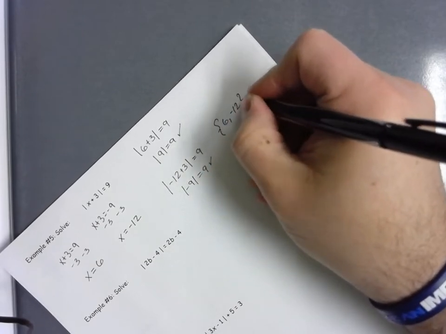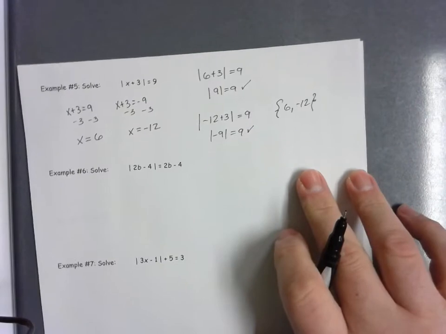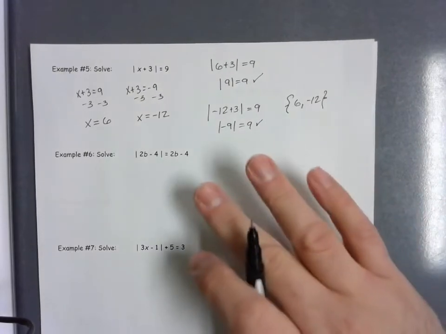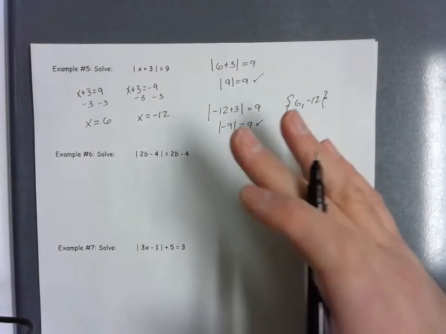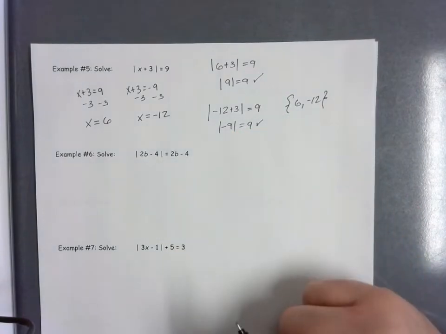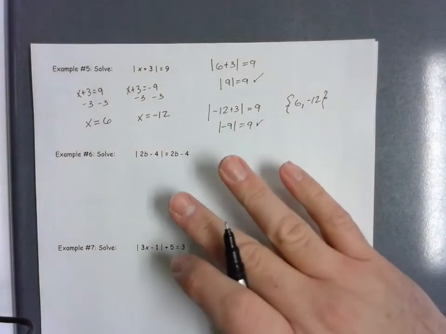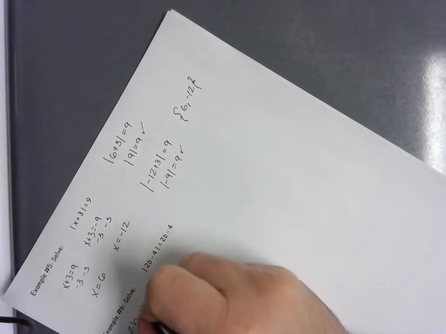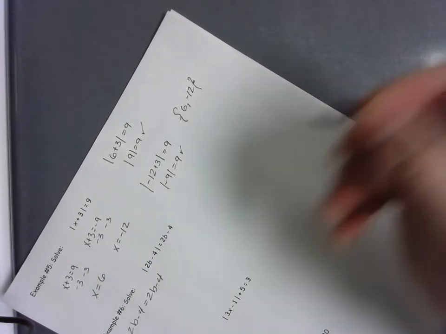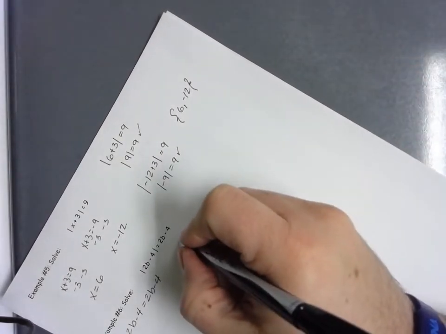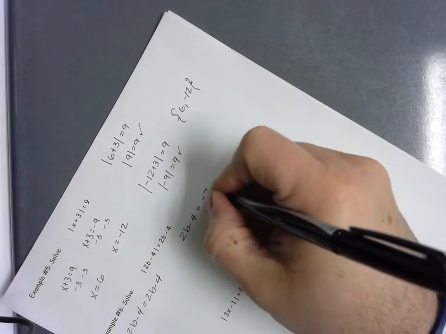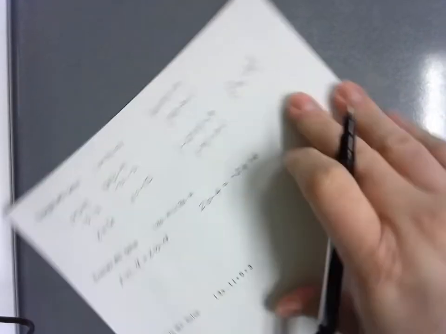And the order in which you write them is not important, I put in a little set notation for you. The trickier ones are ones like number 6, the second example we're going to try here together. This involves a variable on the inside and a variable on the outside. So what happens here is not only do I have 2b minus 4 equals 2b minus 4, but I also have 2b minus 4 equals -2b plus 4.